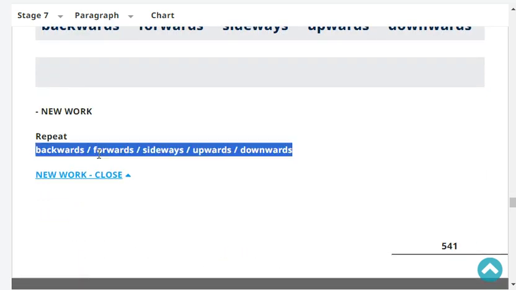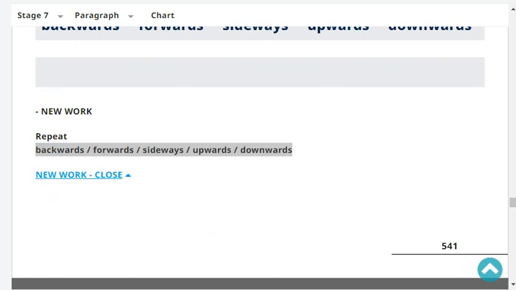Very good. Next, repeat backwards. Forwards.